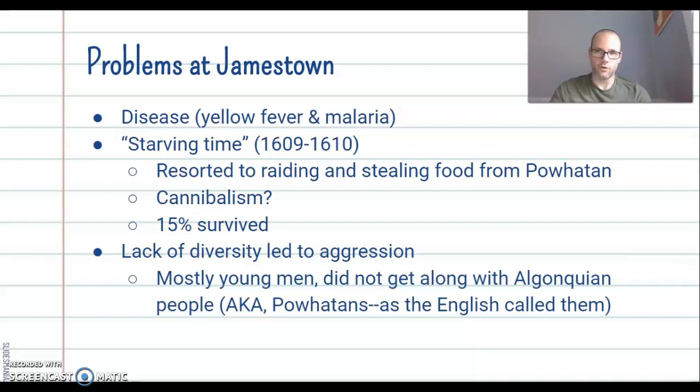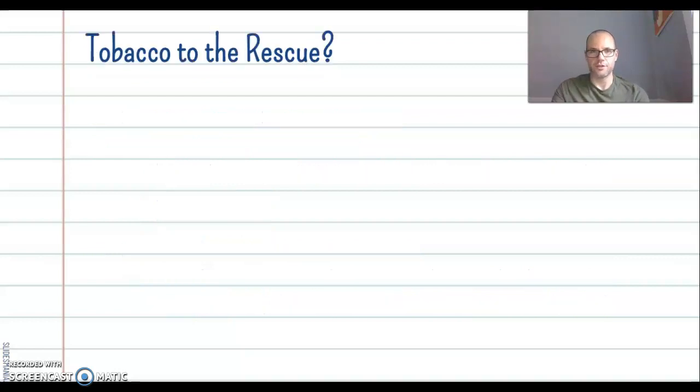And they don't get along much with each other, but they certainly don't get along with the Algonquin people, who they named the Powhatan after their leader. And so there's just kind of this perfect storm: disease, lack of water, they're starving. There's a bunch of men, a lot of testosterone, and it's just a bad situation altogether.